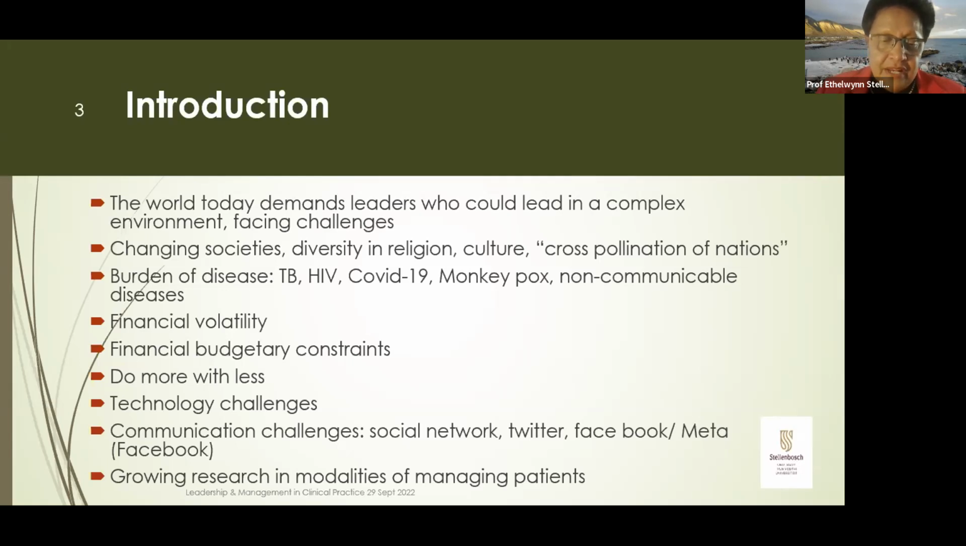So these are also challenges for the leaders. Then there's the growing research in modalities of managing patients, telemedicine, and that has really been expanded.